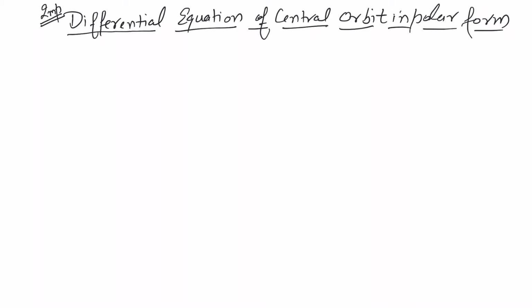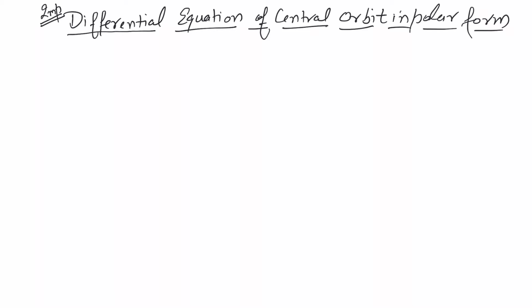I am back with my second video, and as I promised in the first video, the topic of the second video is differential equation of central orbit in polar form. So in this video we will be deriving the differential equation of central orbit in polar form, and this is an important question in BSc final year, and hardly there is any time when this question doesn't appear in the examination. So we will be discussing the differential equation of central orbit.